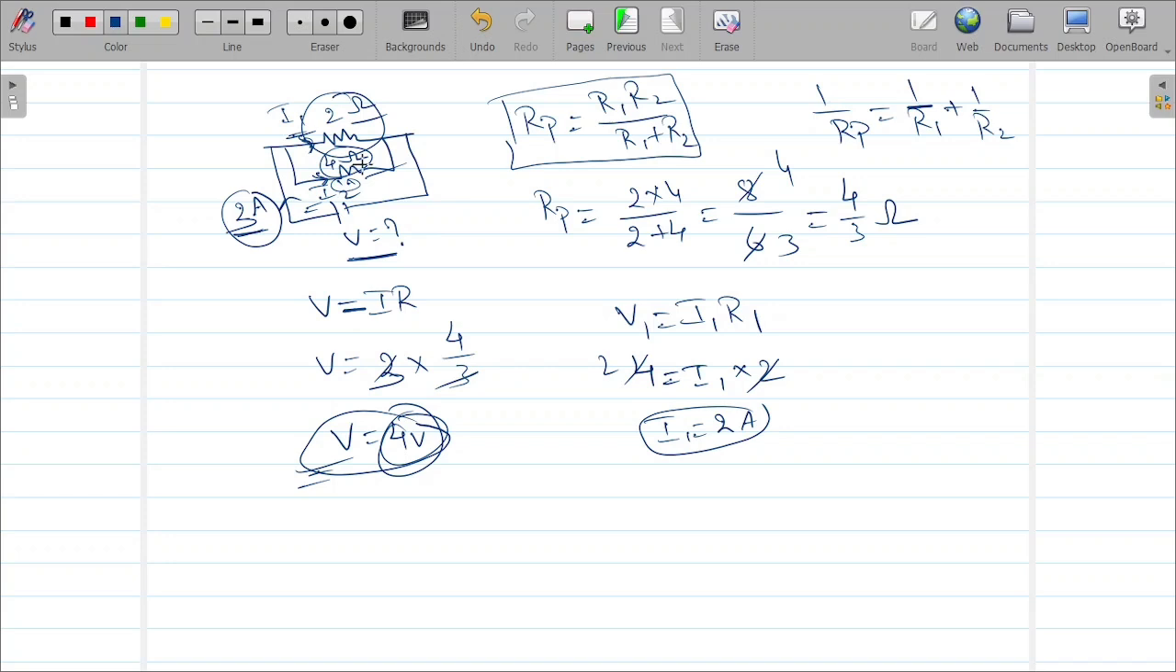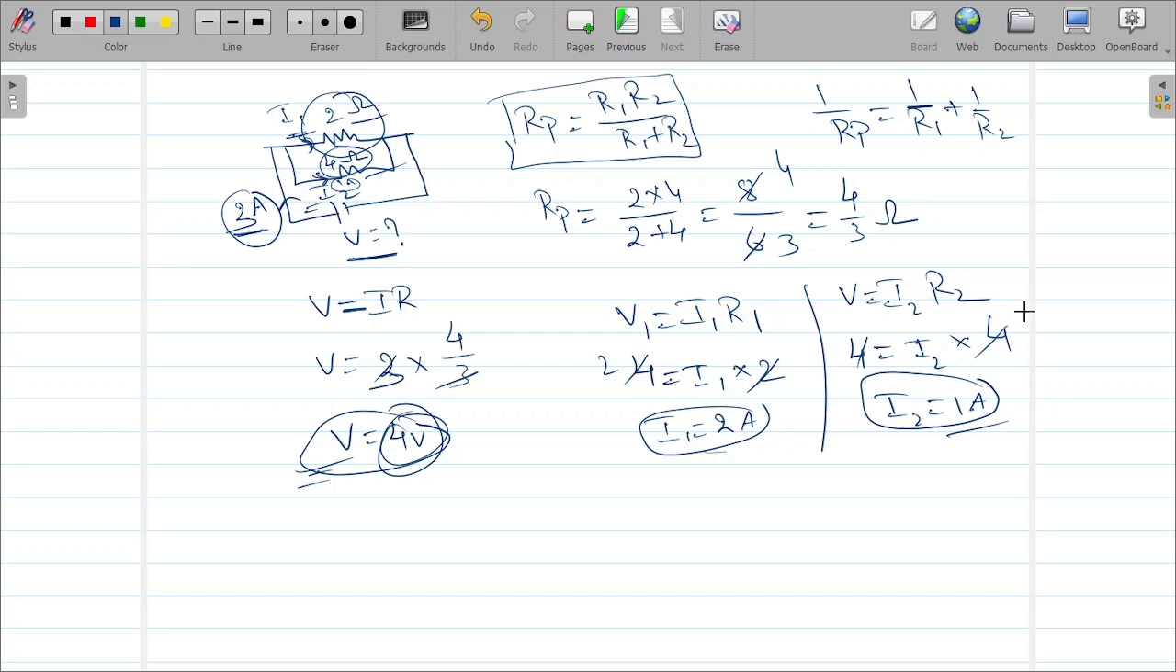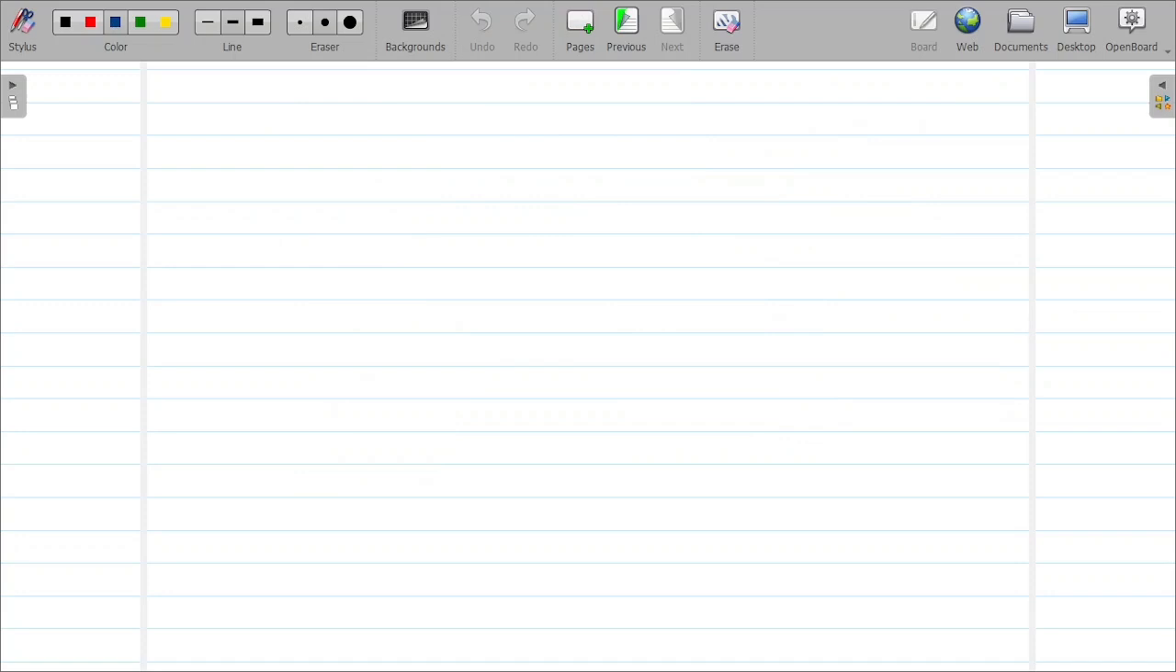Now we'll check whether 1 ampere is passing or not, according to the same Ohm's law. V equal to I2 R2. Potential is how much? 4. Current don't know. Resistance is 4. So the 4 gets cancelled. I2 equal to 1 ampere. Right? I1 equal to 2 amperes, I2 will be equal to 1 ampere. Got it?